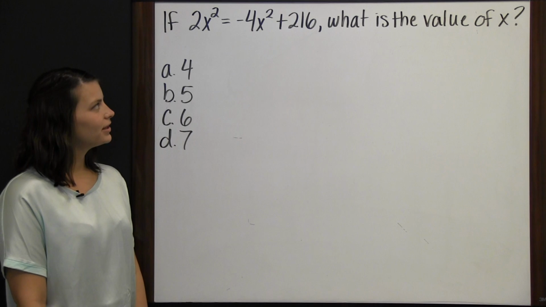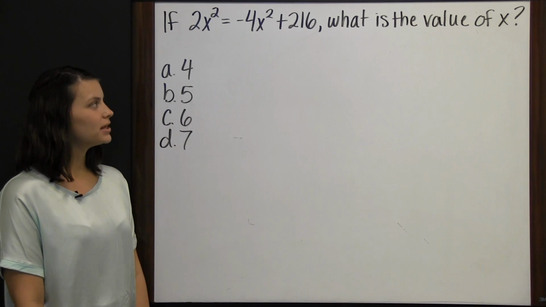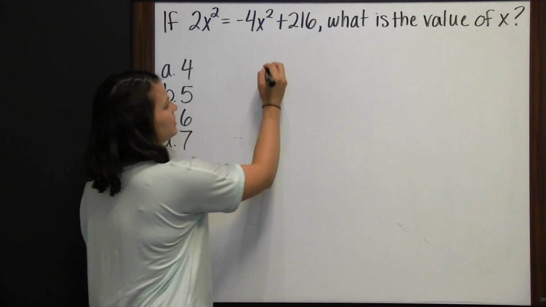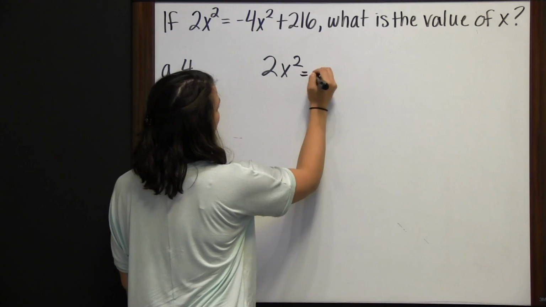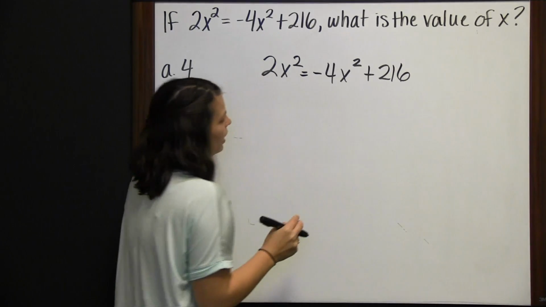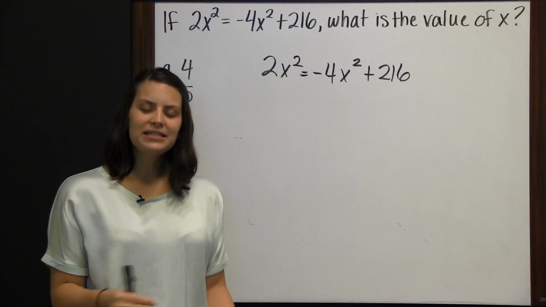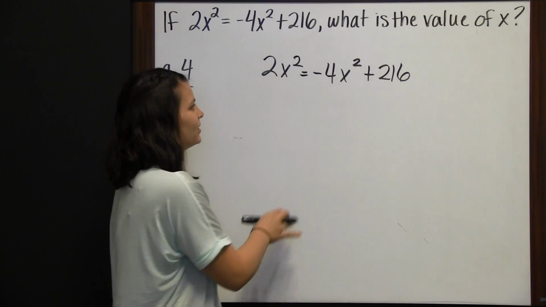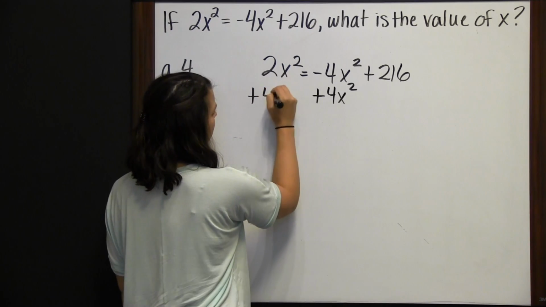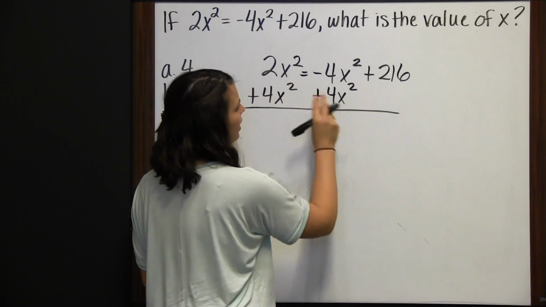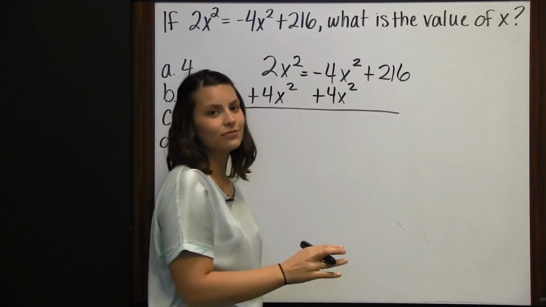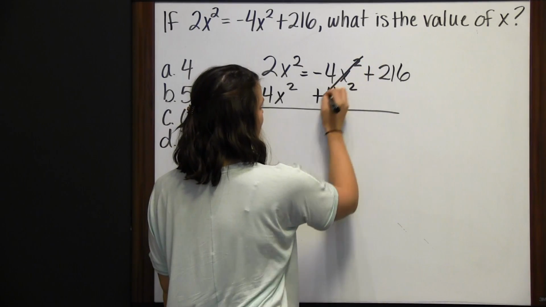If 2x squared equals negative 4x squared plus 216, what is the value of x? I'm going to start by rewriting this problem so I have a little more room to work with it. And if we're trying to solve for x, then we'll need to get all our x's together. So I'm going to add 4x squared to both sides so that way on the right-hand side, it'll cancel because I have a negative 4x squared and a positive 4x squared, and those are additive inverses.